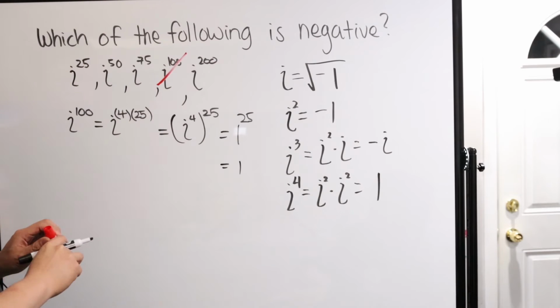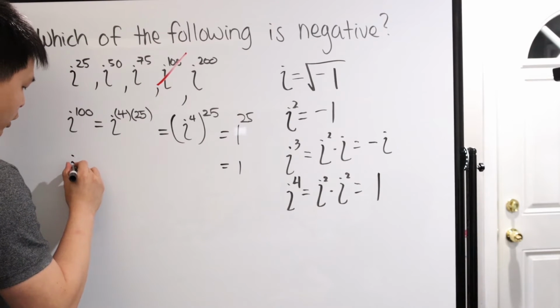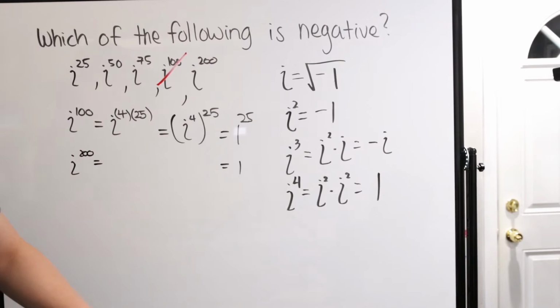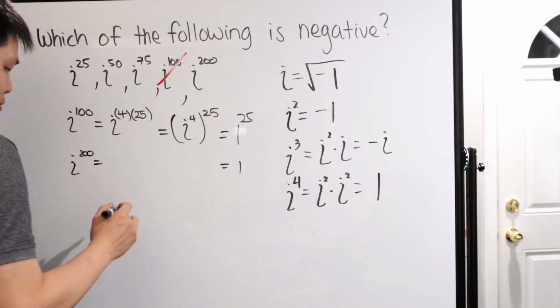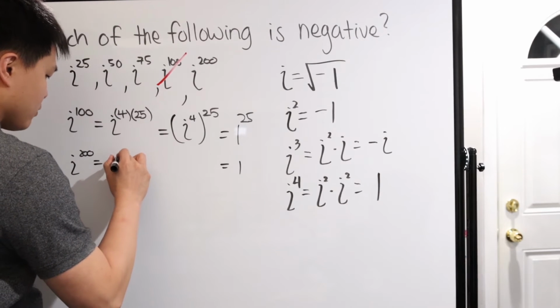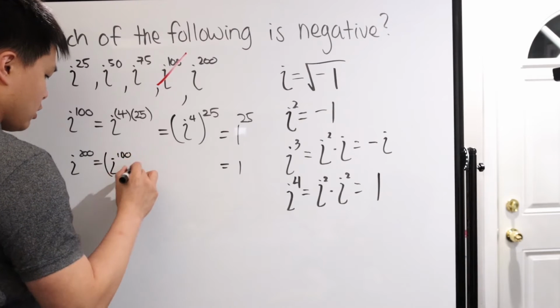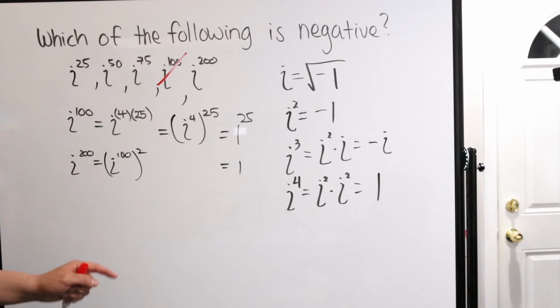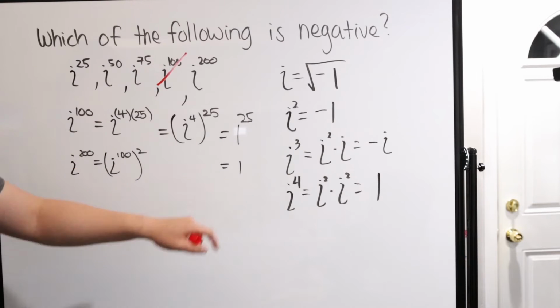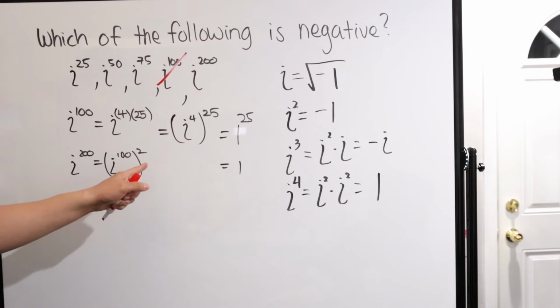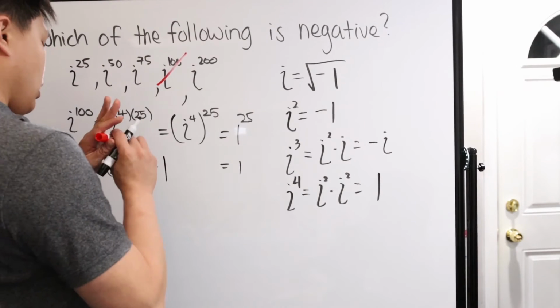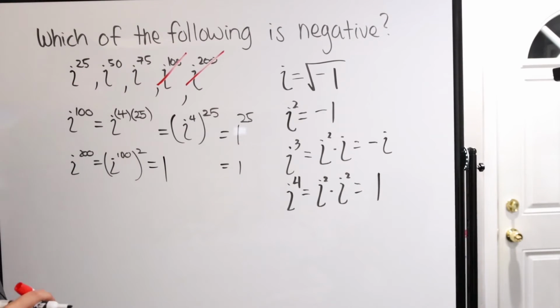Gone, right? Well, i to the 200, we know is positive as well. Why? Because i to the 200 is just i to the 100 squared, because these two would multiply and become 200. We know that i to the 100 is just 1. So 1 squared is just 1. So just like that, these two are gone. Now we have these three left.